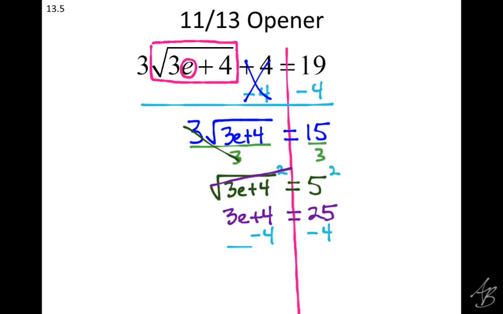Alright, so now we need to get rid of that plus 4 that was inside the square root, but not anymore because the square root's gone. 4's cancel, leaving what? e equals 21. Okay, then what? Divide by 3. And the 3's cancel, leaving e equals 7.